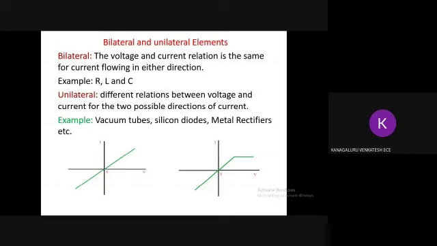Bilateral and unilateral. Another category, bilateral and unilateral. So bilateral, very simple. See, for example, in a circuit, I have a simple circuit like this. I'll make it to understand. And volt.